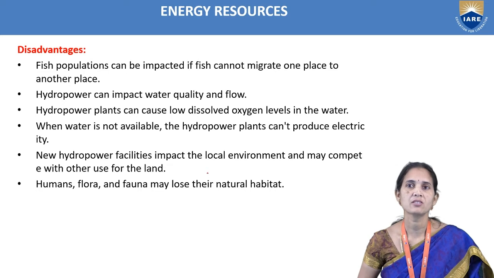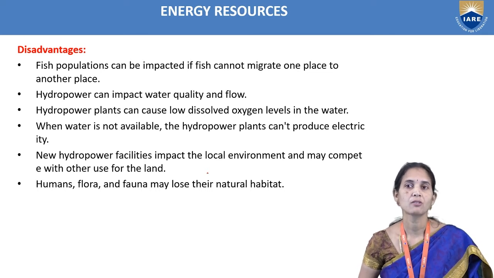And the disadvantages are that fish populations can be impacted if fish cannot migrate from one place to another. Hydropower can impact water quality and flow, and hydropower plants can cause low dissolved oxygen levels in the water. When water is not available, the hydropower plants cannot produce electricity. New hydropower facilities impact the local environment and may compete with other uses for the land.